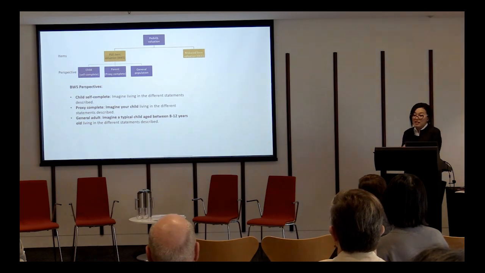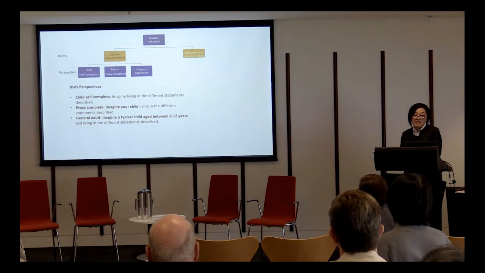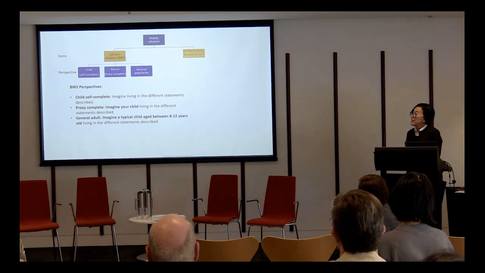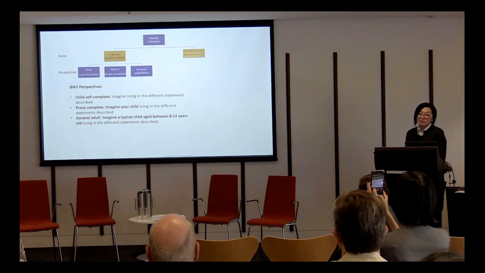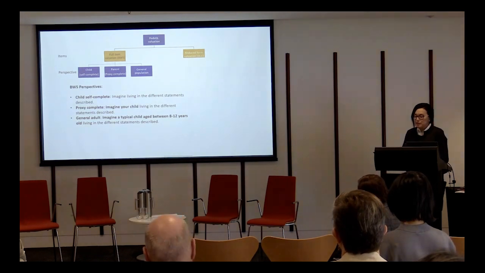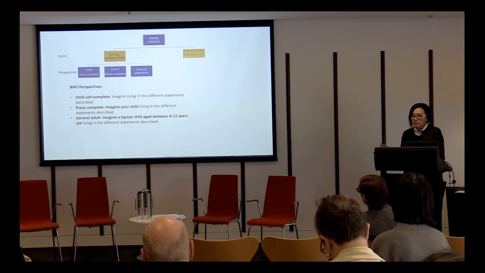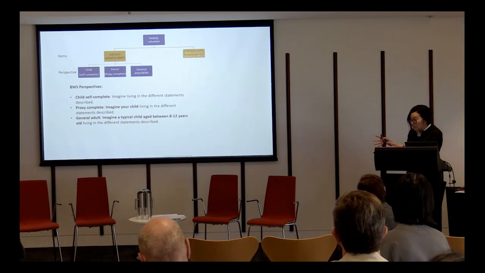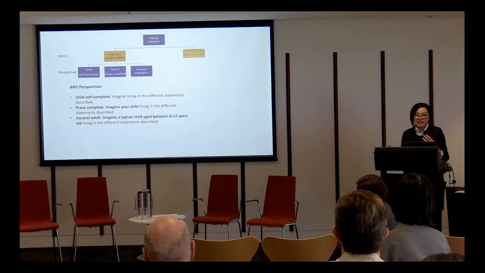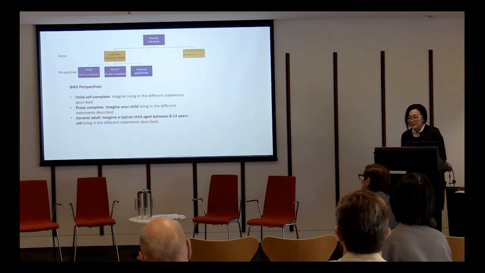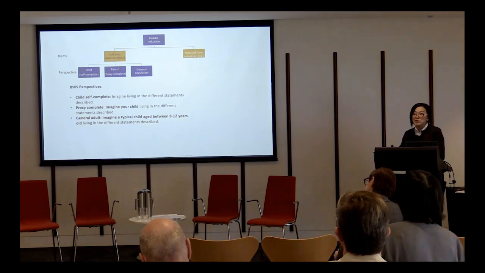The first is the child, when they're completing it, we ask them to imagine living in those scenarios and making the choices. And for the proxy complete, so the parent completing, we ask them to imagine their child living in those scenarios and making a choice. And then in the general adult population, we ask them to imagine a typical child between ages 8 and 12. 8 and 12 in this case is just a particular PEDS module that we're looking at, and making a choice there. And in the last 2 in particular, we explicitly tell them to make the choice from the viewpoint of the child. So what would the child prefer?